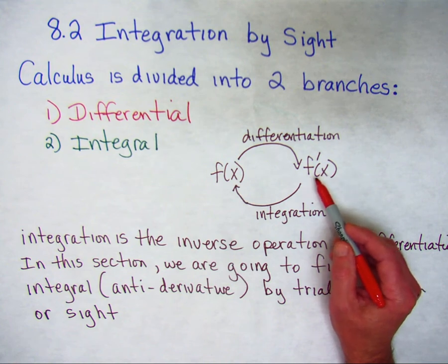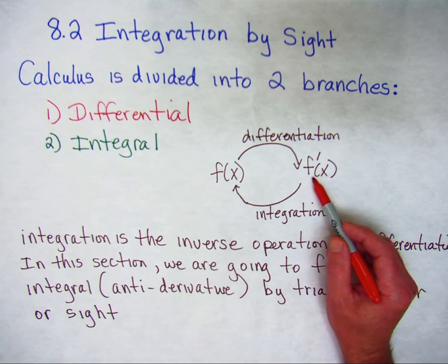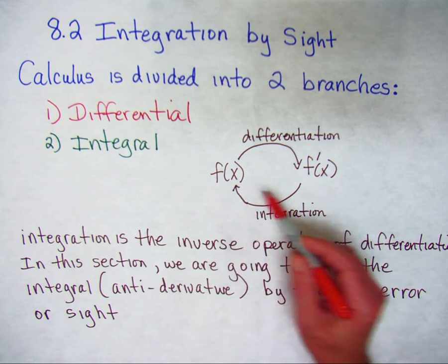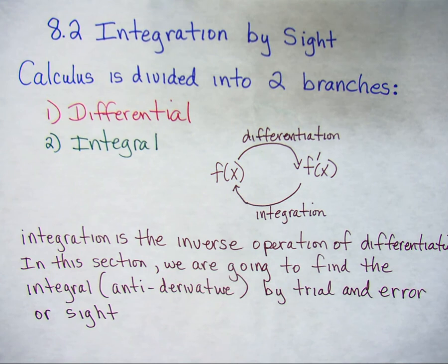In integration, all we're doing is trying to go backwards. We want to take the derivative and we want to work backwards and find the original function. That process is called integration, or sometimes it's just simply referred to as finding the antiderivative. Now, in this first section, what we're going to do is find the antiderivative or the integral by using a method called trial and error, or some people just refer to it as integration by sight.